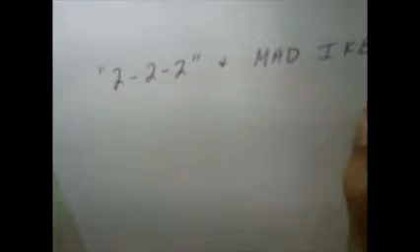So that's the end of glycolysis. We use the two rules, the 2-2-2 and Mad Ike, and hopefully this will make it a little bit easier for you to go through glycolysis and put in the enzymes.